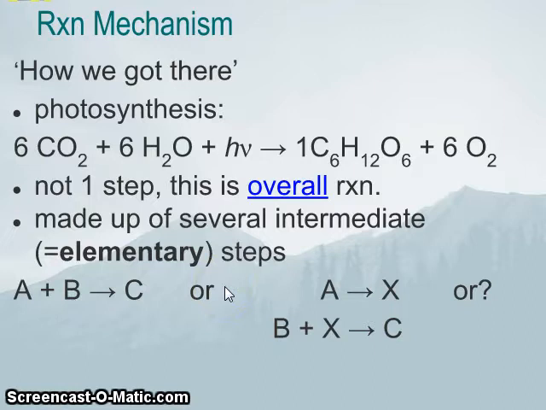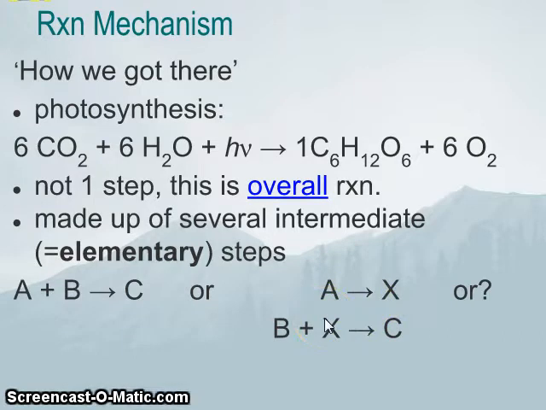Or there could be some other reaction mechanism where A in fact does not react with B. A decomposes into some compound X, and then compound X, which would be an intermediate itself, the product of an elementary step, then reacts with B to form C. This is also a possible mechanism because we add them up. The overall reaction is the reaction that we see, A plus B going to C. But in this case it's taking place in two steps, and it stops at this intermediate.